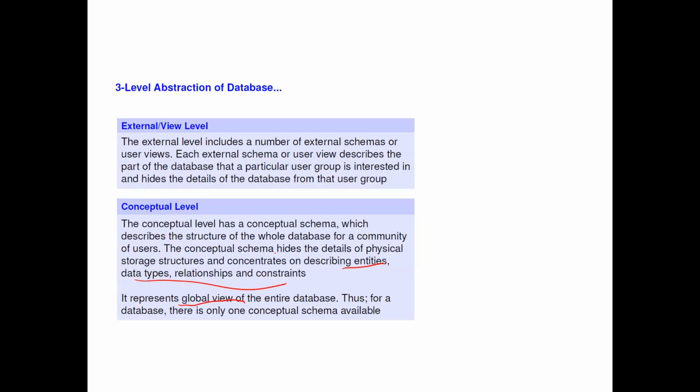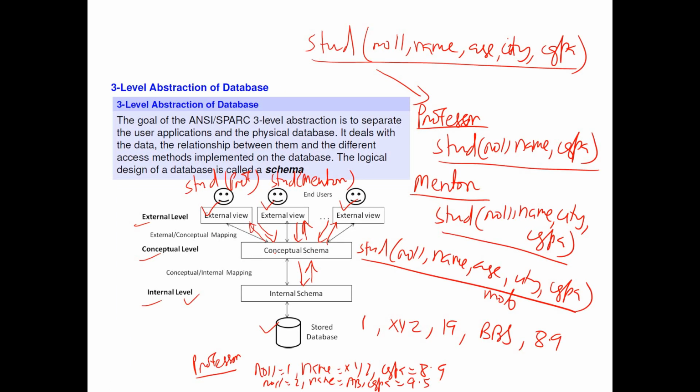So what we understood till now is that there is a mapping between the external and the conceptual called the external conceptual mapping. There is one mapping existing between the conceptual level and the internal level called the conceptual internal mapping. The internal schema can be modified without affecting the conceptual schema and the external schemas, which is called physical data independence. And the conceptual schema we can modify without affecting the external views, external schemas, which is called logical data independence, right? So thank you.